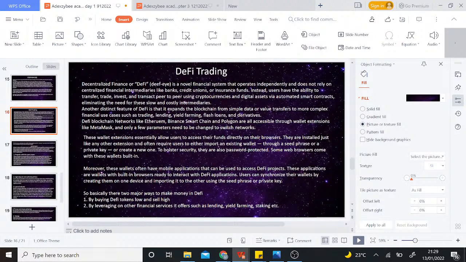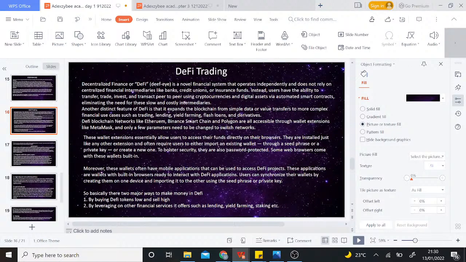Everything is programmed to work on its own via this decentralized blockchain. That's why we call it decentralized. Another distinct feature of trading is that it expands the blockchain from simple data or value transfer to more complex financial use cases such as trading, lending, yield farming, flash loans, and derivatives. These are the things I just explained.